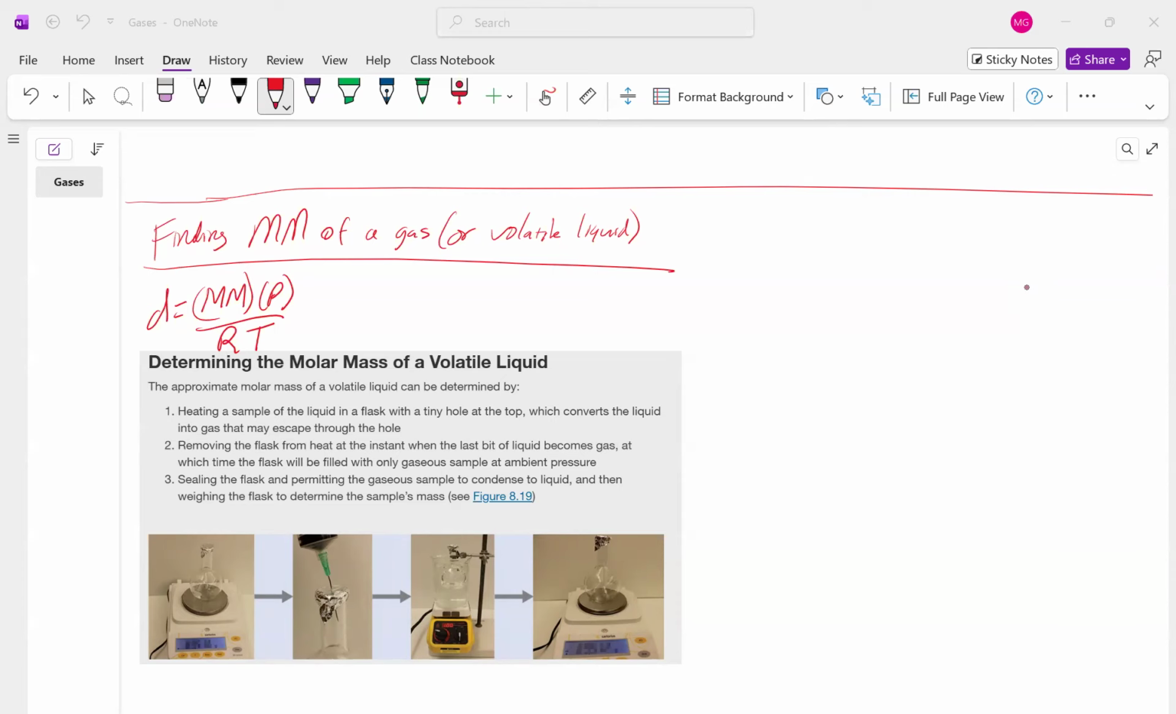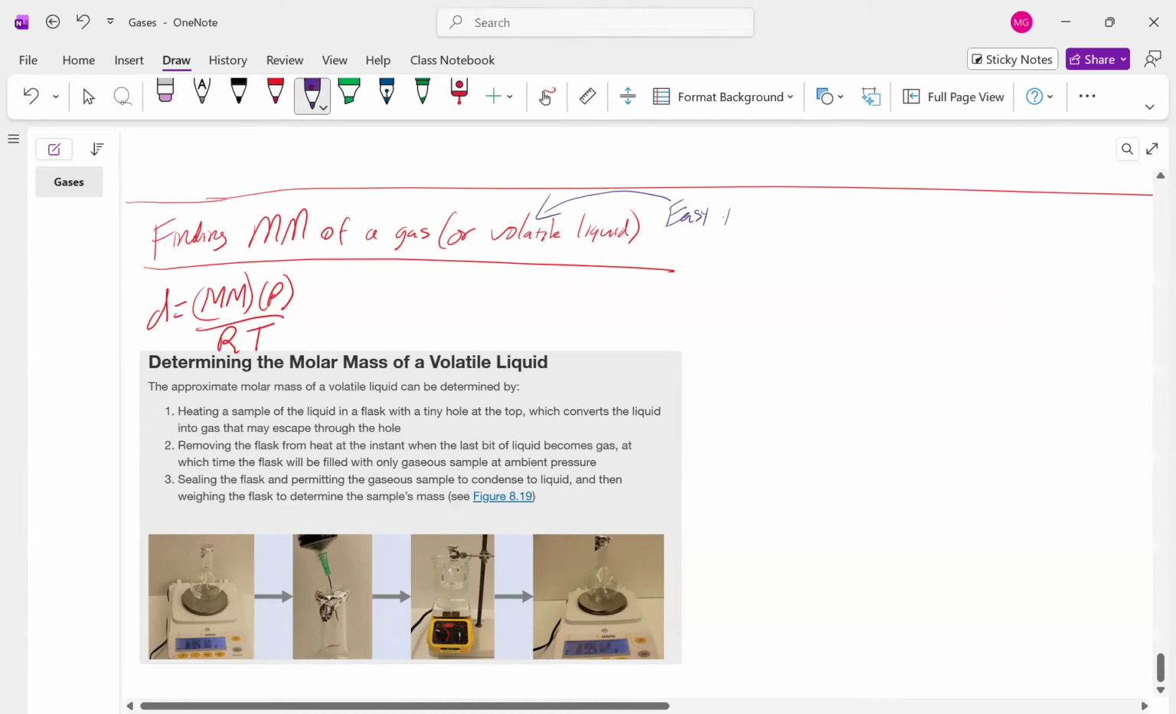That term volatile just means it's easy to vaporize. So it doesn't take much heat to get them to turn into a gas phase. That's why we can do this on technically liquids, because they're easy to heat up and turn into a gas. That's what we mean by volatile. And the way that we do this in the lab is called the Dumas method.